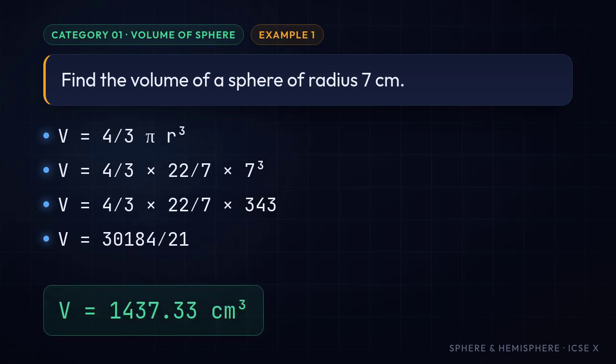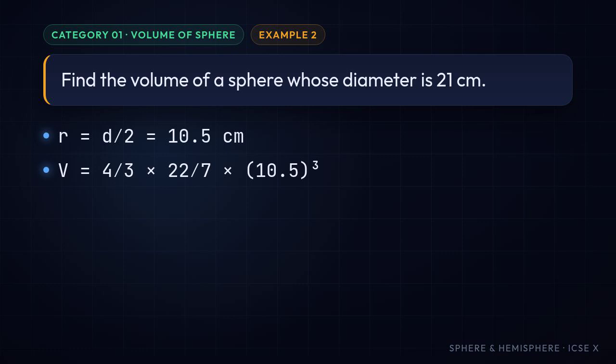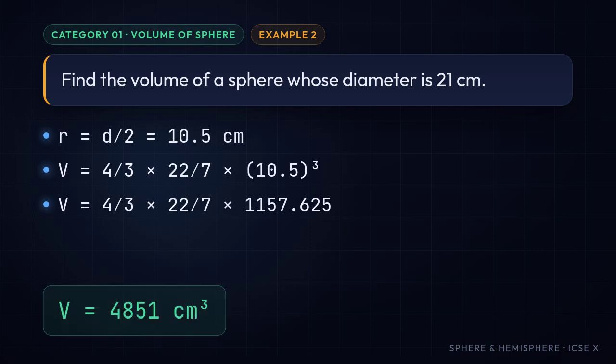1,437.33 cubic centimeters. Example 2. Find the volume of a sphere whose diameter is 21 centimeters. The radius is half the diameter, so r equals 10.5 centimeters. V equals 4 by 3 times 22 by 7 times 10.5 cubed. That works out to 4,851 cubic centimeters.